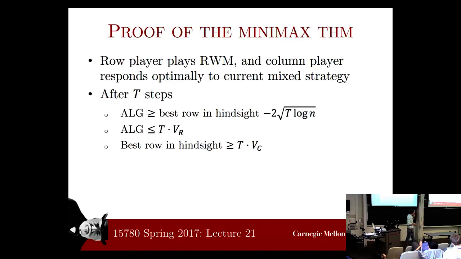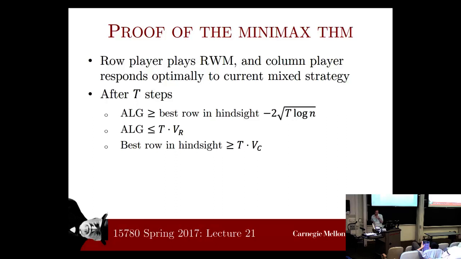Now, the final point is a bit trickier. We want to argue that the best row in hindsight gives us at least T times VC. If we could look at what the adversary did in all of the T rounds, and the row player gets to choose a single strategy, the best one would actually have this guarantee. So why is that?